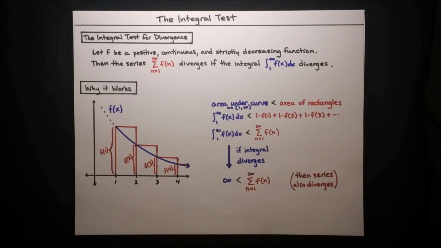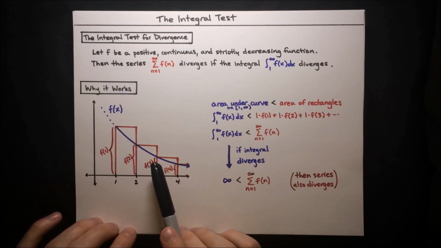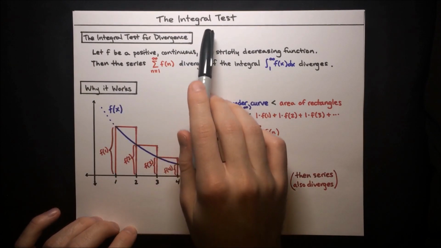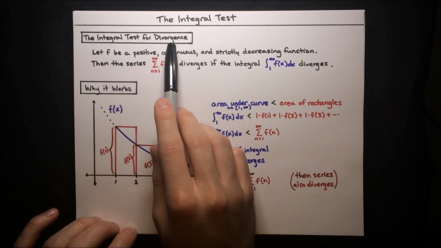In this video, I'm going to talk about the integral test. We'll learn what it is, why it works, and we'll do some examples on it as well. There are two forms of the integral test. There's an integral test for convergence and there's an integral test for divergence.